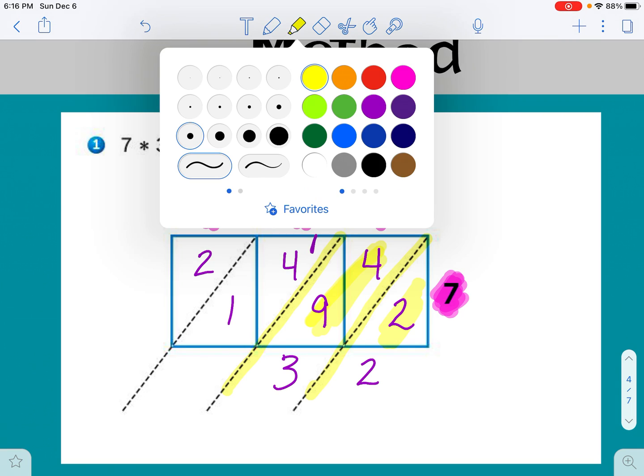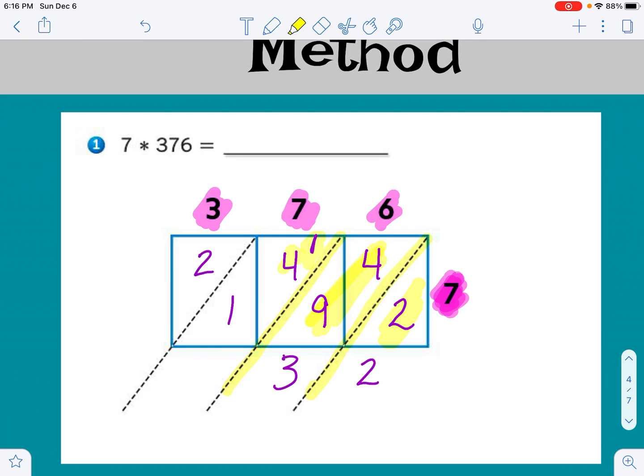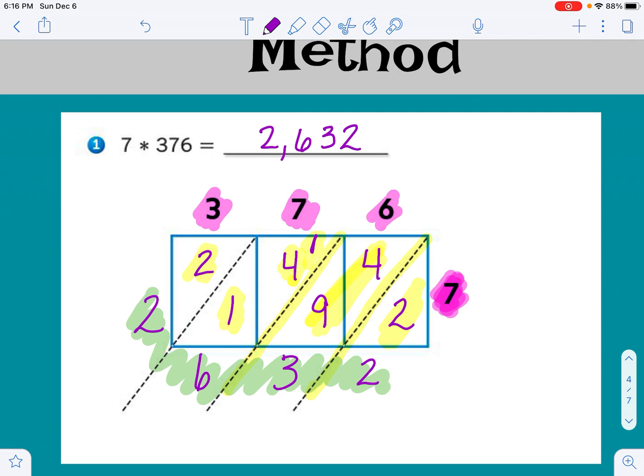Then I've got 1 plus 4 plus 1 gives me 6. And the last one is just a 2. I bring it down and I get 2. My answer is what's along the bottom here. Gives me 2,632. So I would come back up here and write 2,632. That's how you use these lattice multiplication boxes.